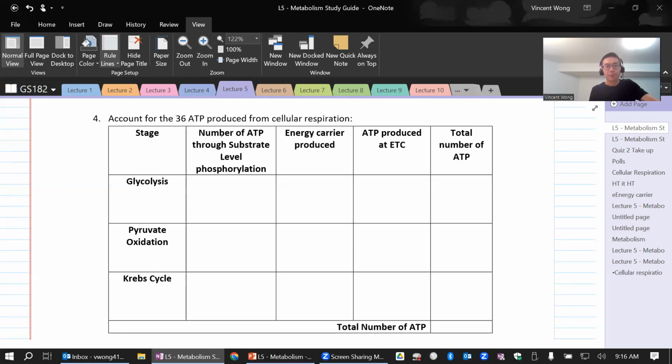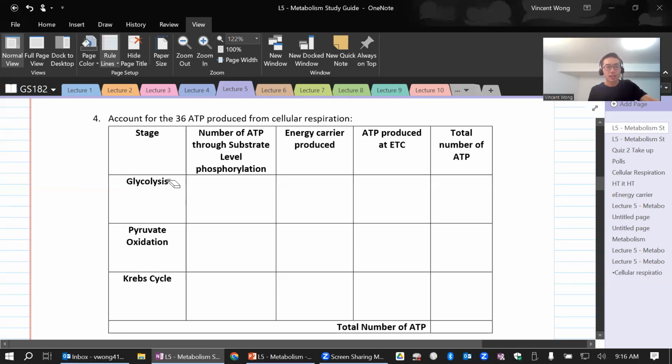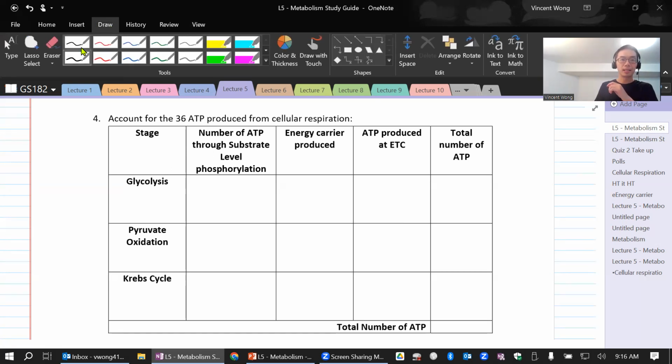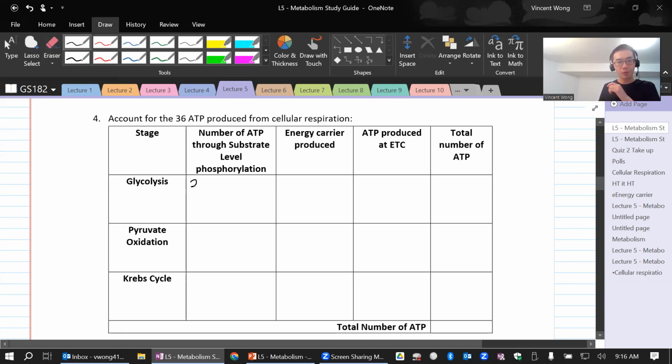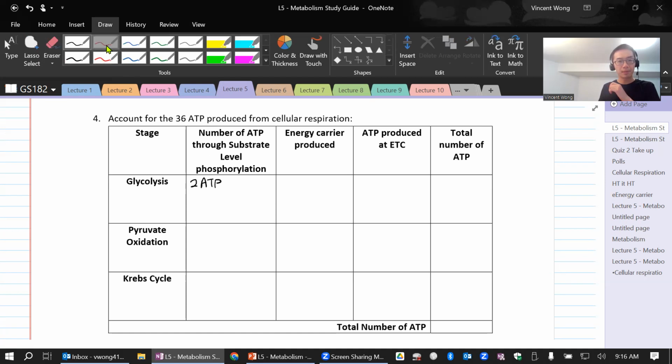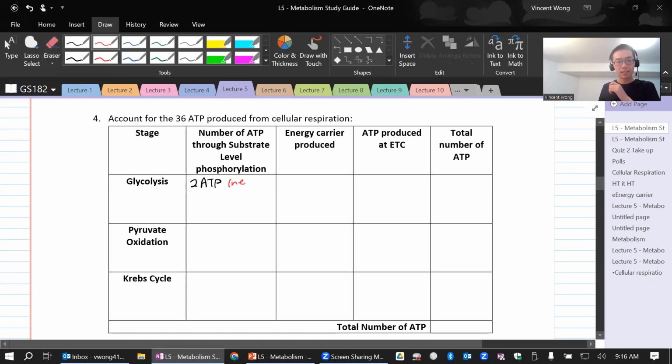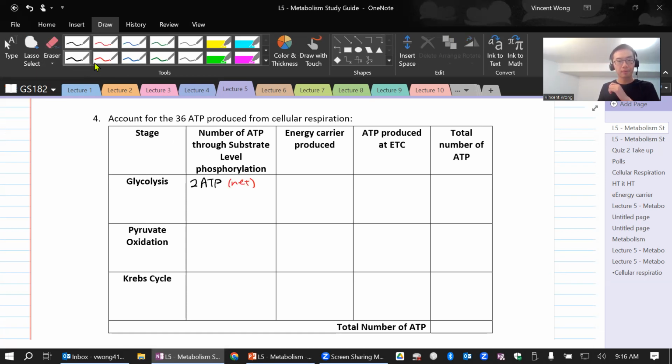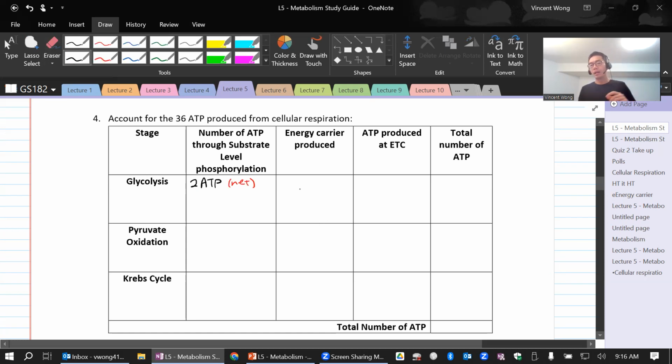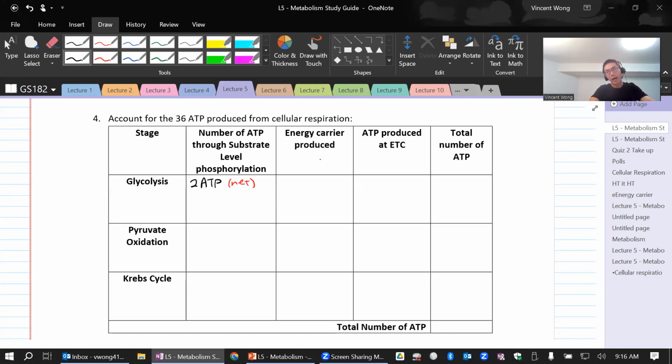So here we go. Glycolysis, right? Number of ATP through substrate level phosphorylation, right? So we know there is 2 net ATP, right? 2 ATP. This is net. And energy carrier, how many do we produce? What kind and how many?